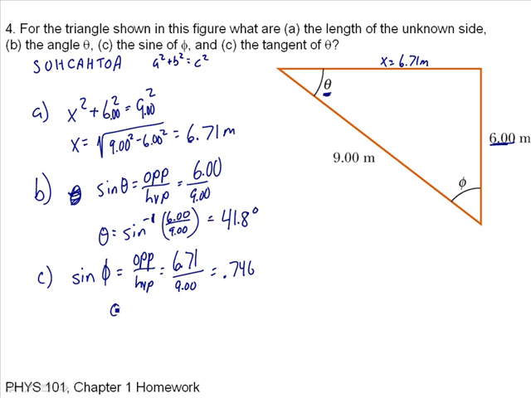By the way, this gives you the angle phi. If you do the inverse sine of 0.746, phi works out to be 48.2 degrees.